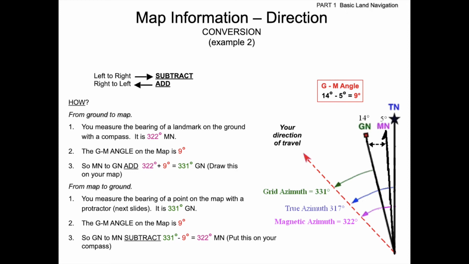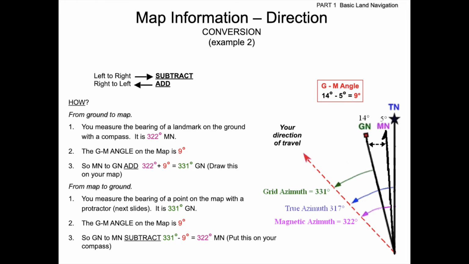Okay, so now if I want to draw a line on my map, maybe I'm lost and I'm trying to do resection, right? We could talk about that later. And maybe I'm trying to figure out where I'm at on the map because I'm lost. I shot that azimuth and it's 322 on my compass, and I have to put that on my map. I can't just put 322, I have to convert it, right? So we just did. So now 331 degrees.